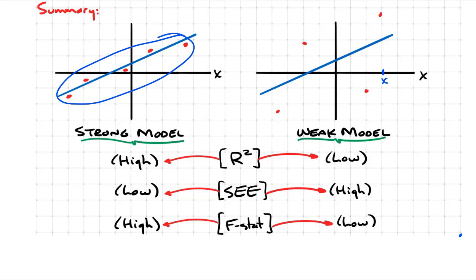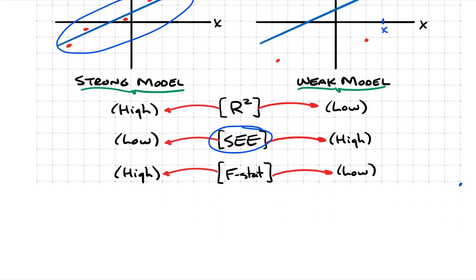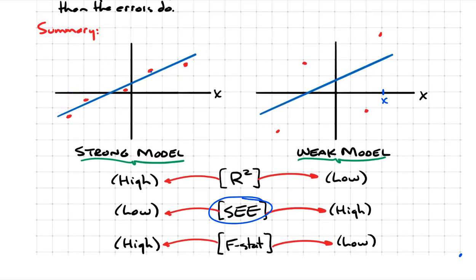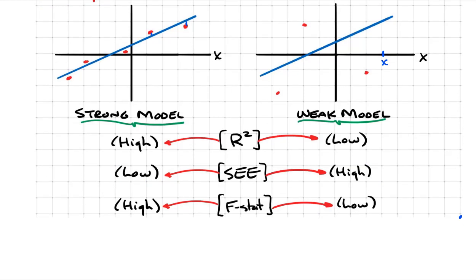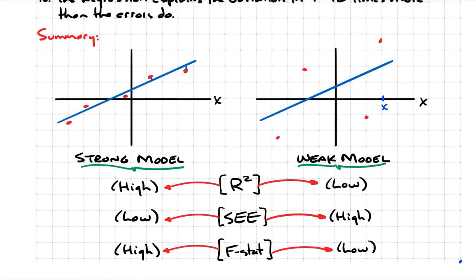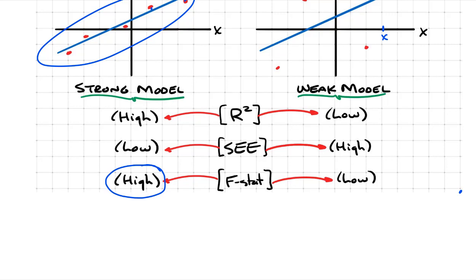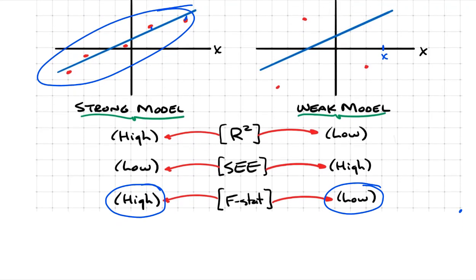So now let's look at SEE. SEE is the error. The E stands for error, standard error. So here, with the first model, you can see that the errors are very small. There's very little error between the regression estimate and the actual observation. So the error is low. And then over here, you can see it's high. And then finally, FSTAT is a multiple. It says how much more does the regression explain relative to the error. Well, you can see here that there's very little error, which means the regression is doing most of the explaining. So therefore, the FSTAT multiple will be high here, but it'll be very low with the weaker model.